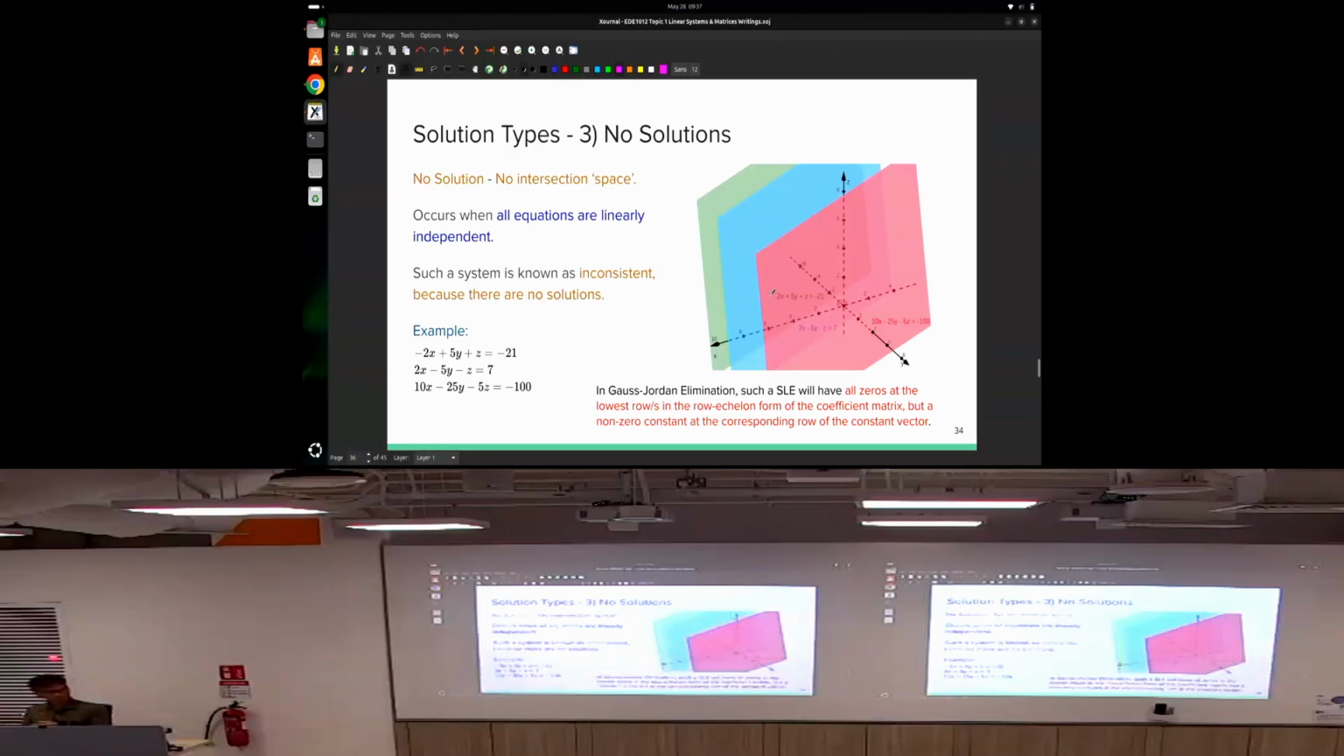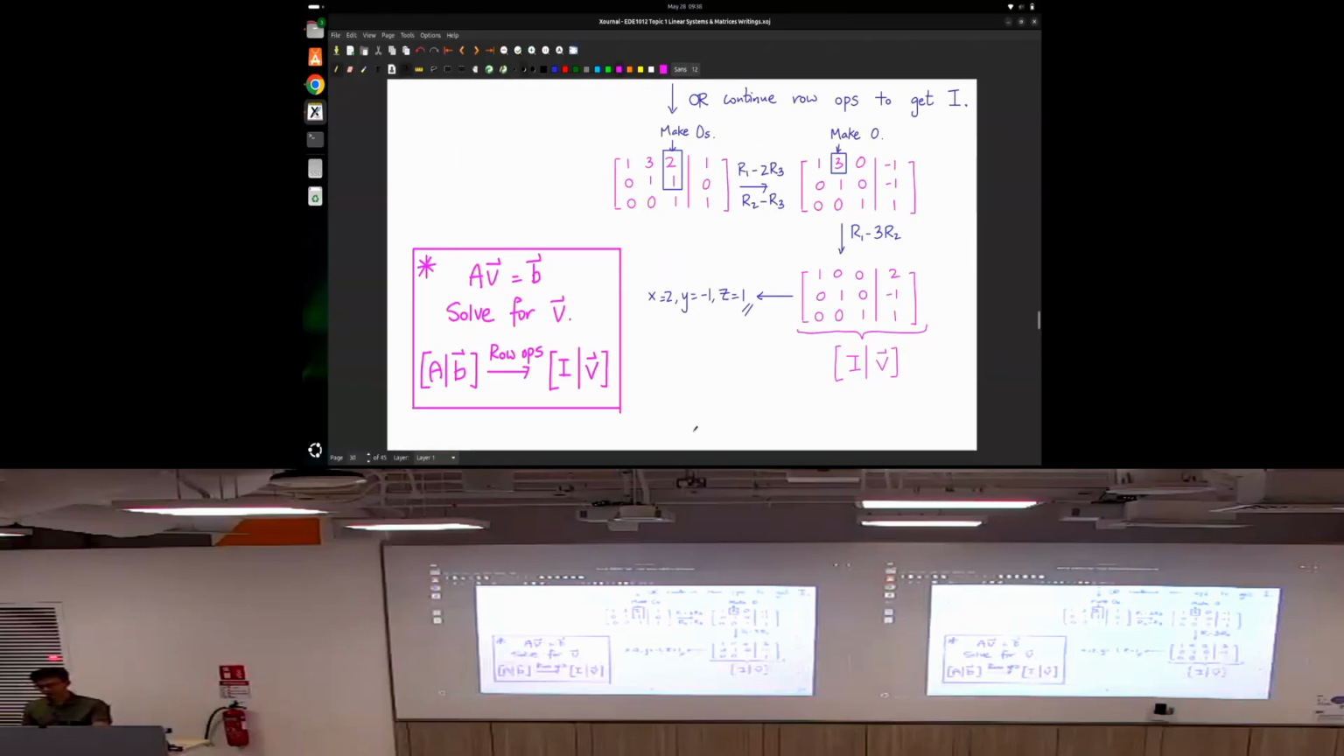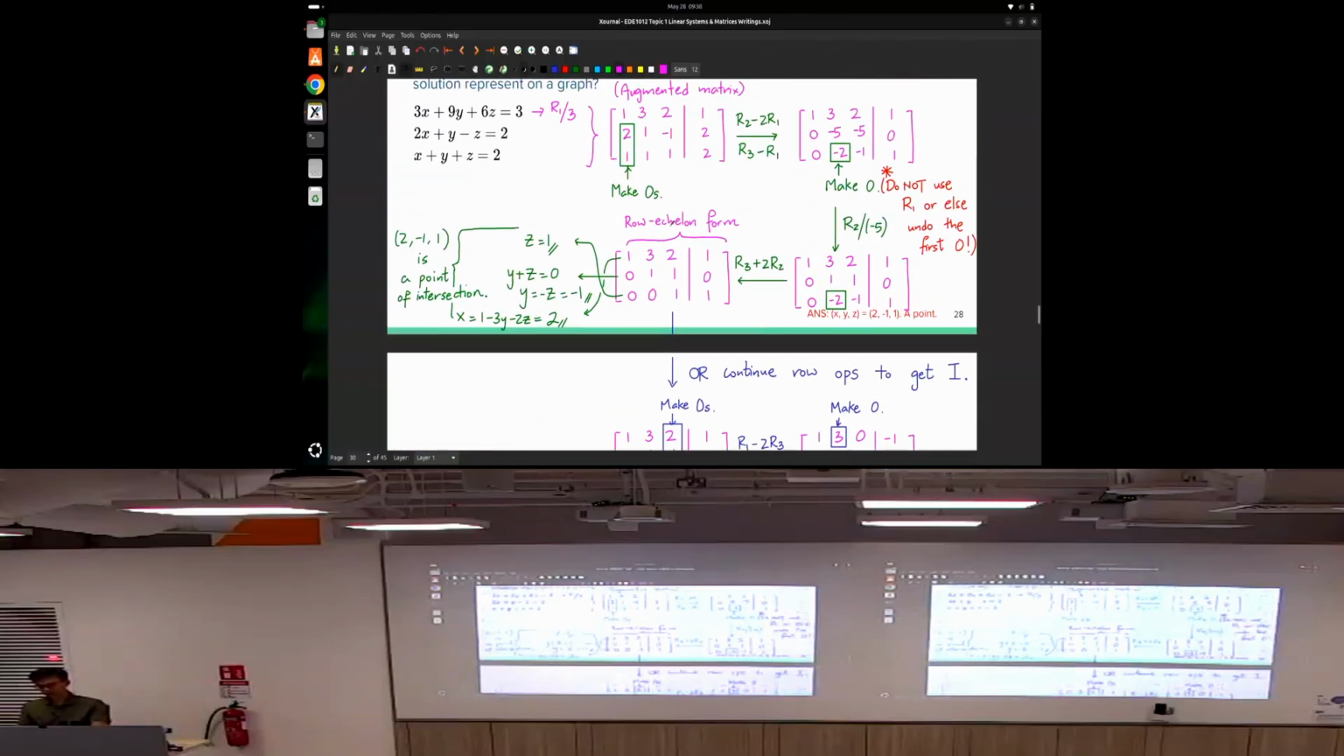So how do we know? When you solve, you will notice that you will have all zeros in the coefficient matrix, but a non-zero constant in the constant vector part. Let me demonstrate here. So this is the row echelon form. What you will get is something like that: this is a 0, but this is a 1 or 2 or whatever.